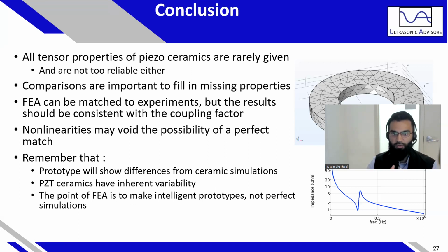PZT ceramics have inherent variability, so you can't have a model for every type of material. There'll be some variability, but hopefully you made your design such that that is not a huge issue. And the point of FEA is to make intelligent prototypes, not perfect simulations. So really ask yourself: am I doing enough? Did I follow the right procedure? Do my properties make physical sense? If the answer is all yes, then I think you can go forward and iterate on your prototypes before trying to get a perfect simulation. Sometimes I even recommend not worrying about frequency analysis, just do modal analysis, because the information is not much more valuable and you need to get to your prototypes.